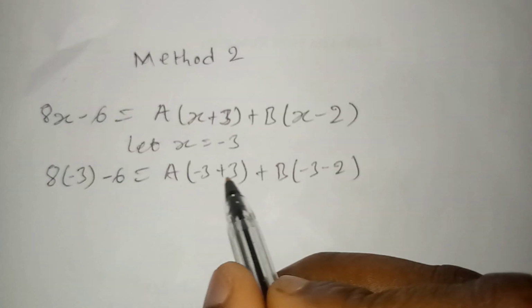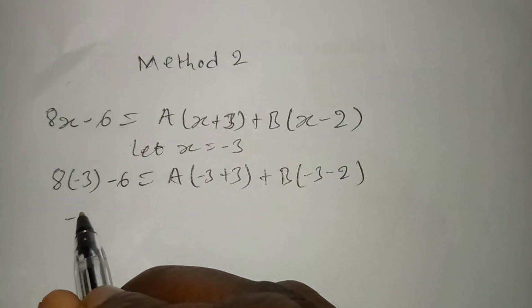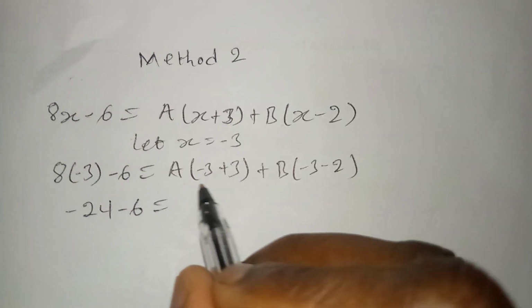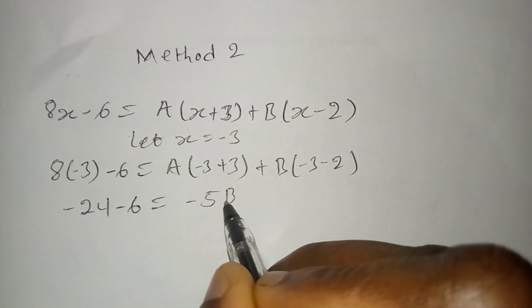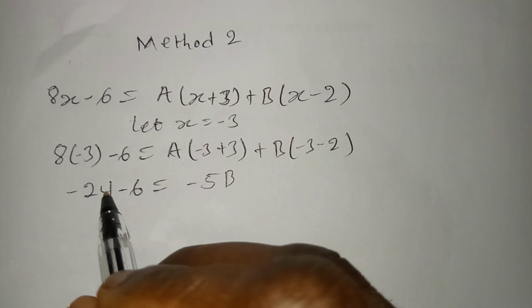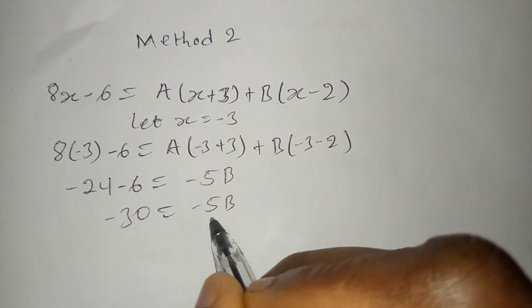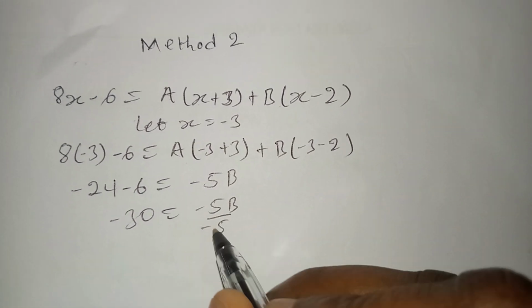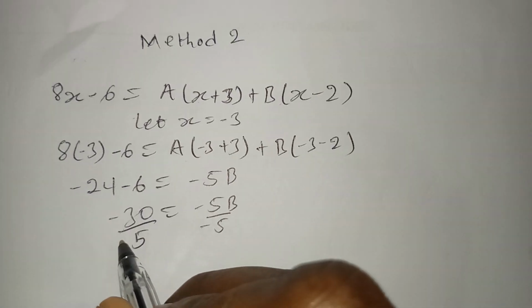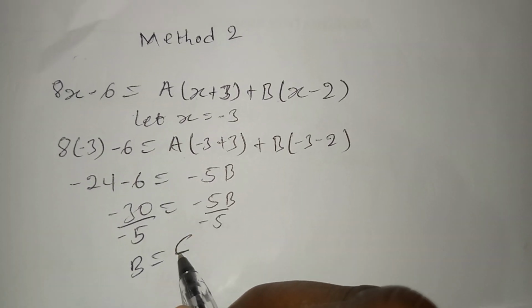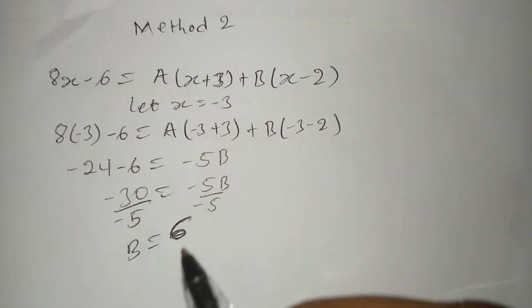So this will go away. We have negative 24 minus 6 equal to the right hand side, which is negative 5B. Performing the arithmetic here, we have negative 30 equal to negative 5B. By making B the subject, we have B equal to positive 6. So B equal to positive 6.